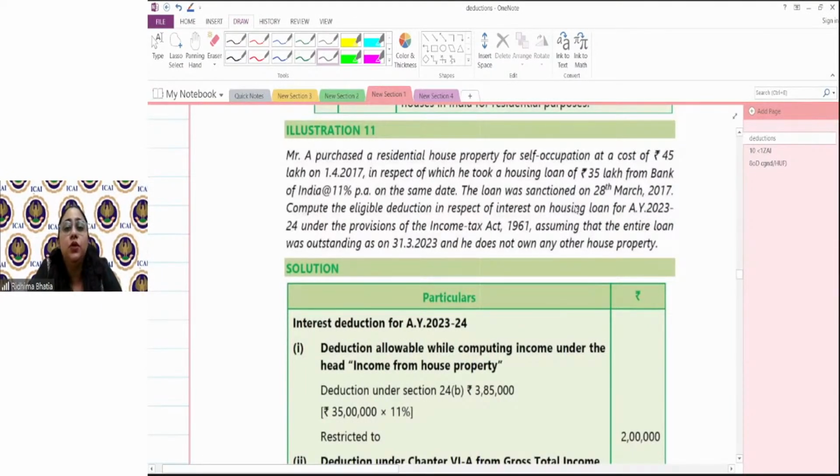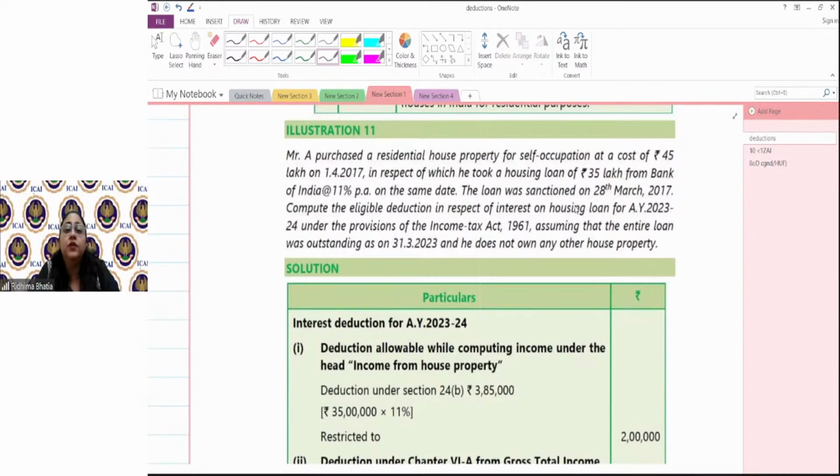In respect of which he took a housing loan of 35 lakhs from Bank of India at 11% per annum rate. The loan was sanctioned on 28 March 2017. Compute eligible deduction in respect of interest on housing loan under provisions of section 24, assuming that the entire loan was outstanding on 31st March 2023 and he does not own any other property. Even if that assumption is not written, he does not own any other house property, you have to give that exemption. Okay? So first of all, 35 lakh at 11% comes to how much, guys?